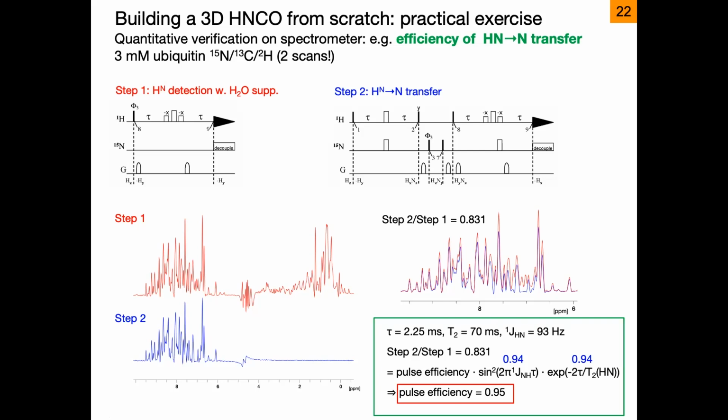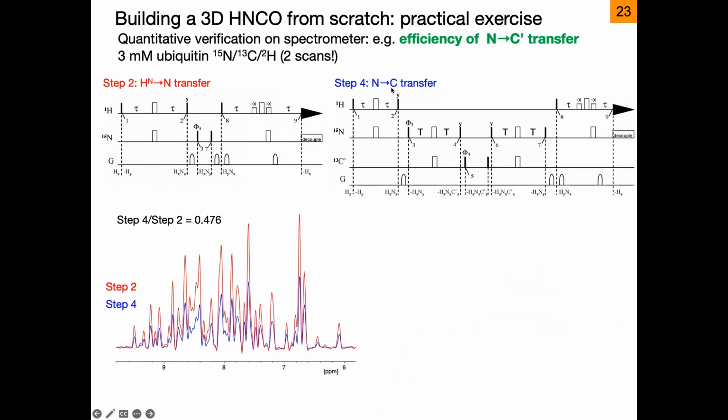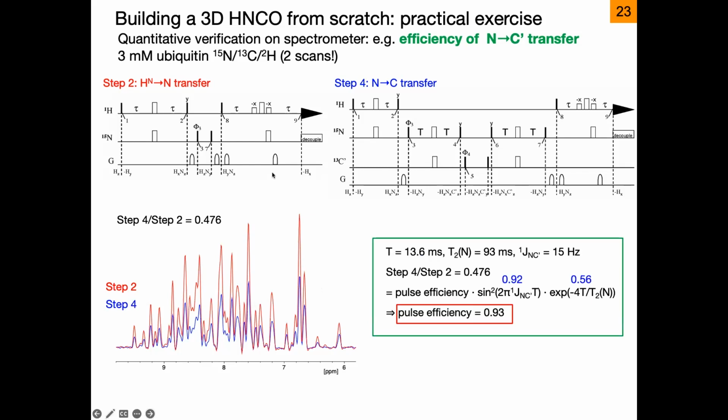And now you can do the same thing for the later steps, for example, going from nitrogen to carbonyl. Now we compare step 2 and step 4. And now, of course, we have this longer time of these 20 to 30 milliseconds that are used, and the relaxation is stronger. So this step 4 is down by a factor of 0.476 relative to the step 2.